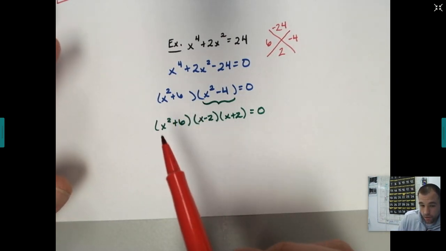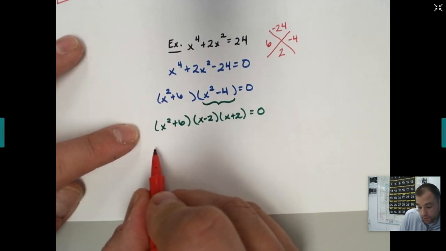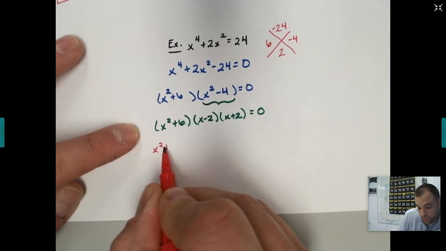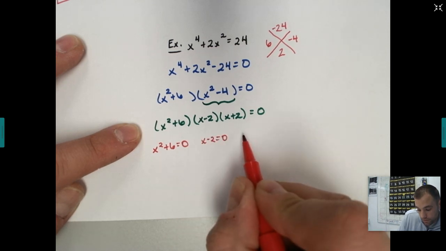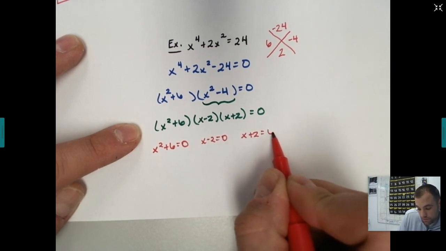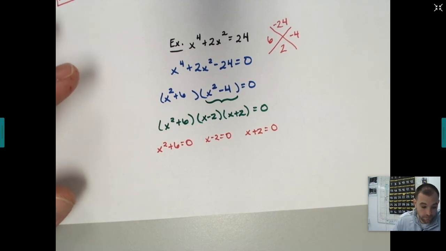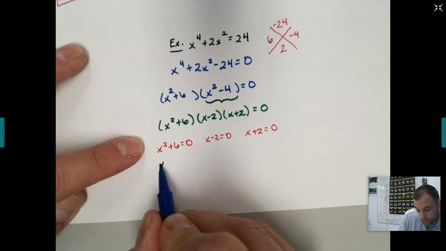So now I can set all these equal to 0. So x squared plus 6 equals 0. x minus 2 equals 0. x plus 2 equals 0. And I can solve each one of them. Okay? So let's solve them. Subtract 6.